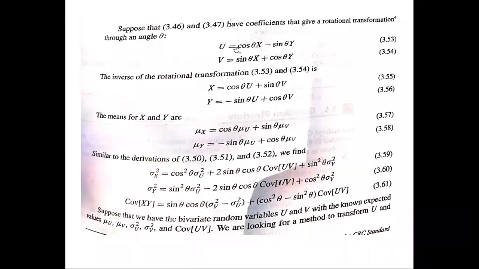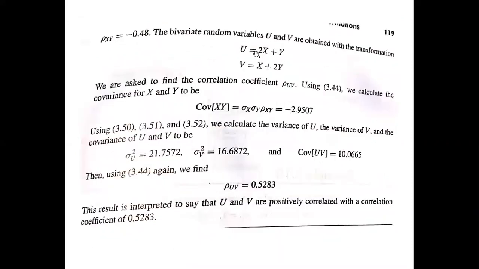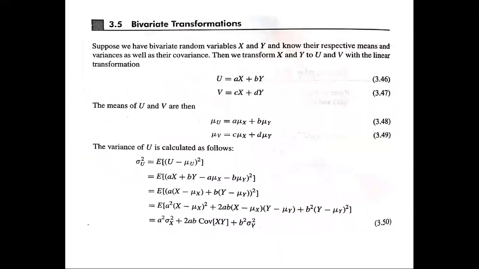So now what we have here is, in place of a and b, we have taken cos theta and minus sine theta. In place of c and d, we have taken sine theta and cos theta, which is basically a rotational transformation. So you compare this with the relation over here, u is equal to ax plus by and v is equal to cx plus dy.